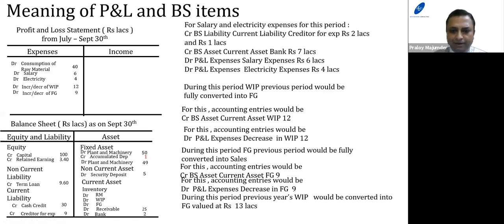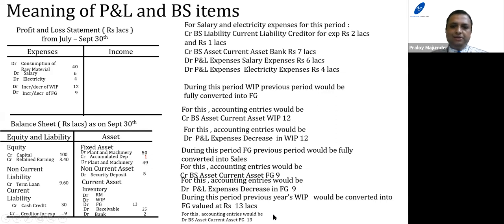Now, during this period, whatever the WIP of 12 is moved to the finished goods, and these finished goods would be converted during this period. Previous year's WIP would be converted into finished goods valued at 13. So first one is the movement of WIP from inventory. Now it is converting into finished goods, value is 13. So what would be the first entry? First entry would be the debit balance sheet asset current assets finished goods 13.